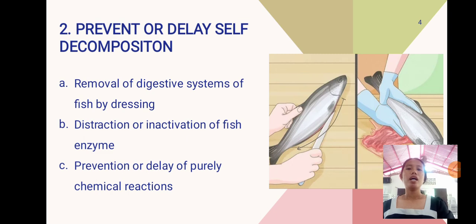So number 3 is prevention or delay of purely chemical reaction. So by the prevention of oxidation by antioxidants. So pareho ra to, smoking, anaerobic condition. So para ma-prevent ang self-decomposition. So although pare-pareho siya sa number 1, but then diri lang sa number 2, to prevent or delay self-decomposition is kinahanglan na i-clean ang fish. Okay? So now number 3.